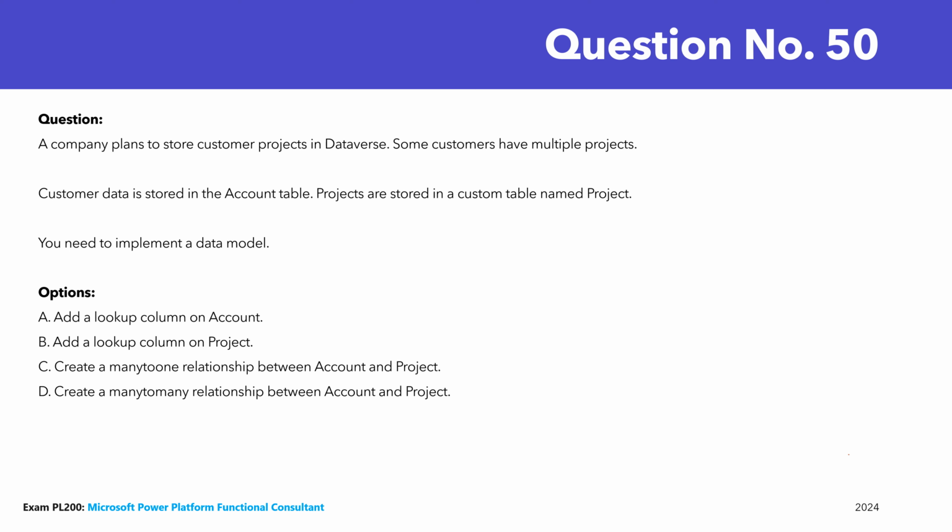Options. A. Add a lookup column on account. B. Add a lookup column on project. C. Create a many-to-one relationship between account and project. D. Create a many-to-many relationship between account and project.